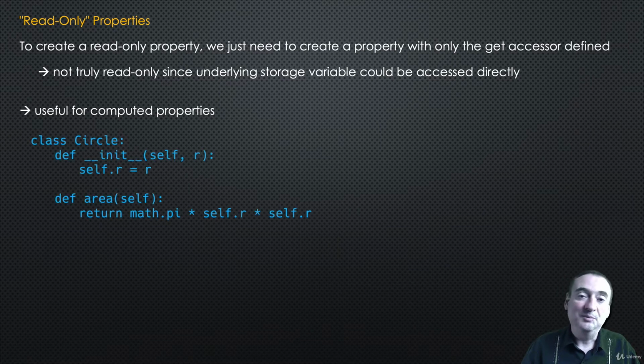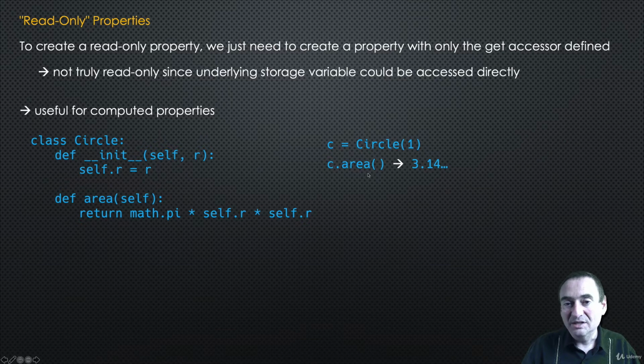Now, another place where these properties are really useful is for computed properties. Let's take a look at an example. Let's say I've got a circle class, and in my init, I specify the radius of the circle, and I'm going to use a bare attribute here, self.r equals r. Now I'm defining a method, this area function that's going to be called as a bound method, and it's going to return pi times r squared, whatever the self.r is. So now I can create an instance of a circle with radius 1. I can now call the method area, and it will return the value 3.14.